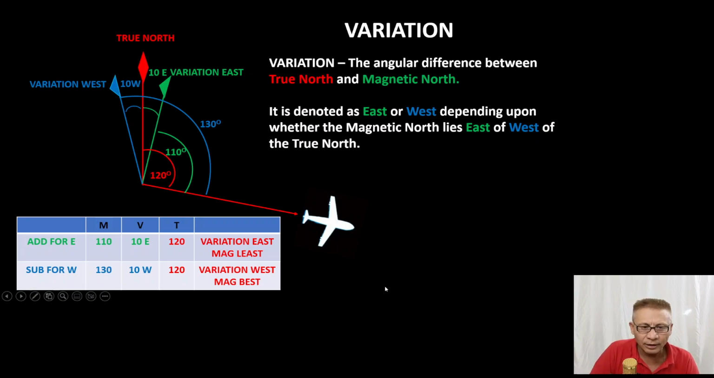But this is just the mnemonic. Whenever you have any kind of doubt, I suggest that you draw this picture of the true north, draw the magnetic north, and start measuring the degrees from there. You will never go wrong if you follow this.